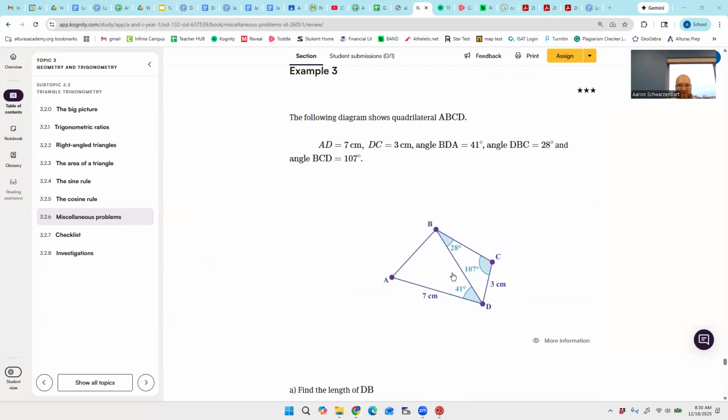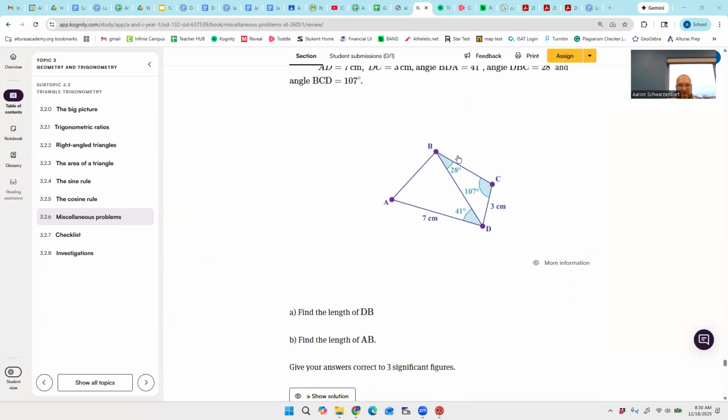This one, the following shows a quadrilateral. So what does it want me to find? Find the length of DB. So that's the law of sines.